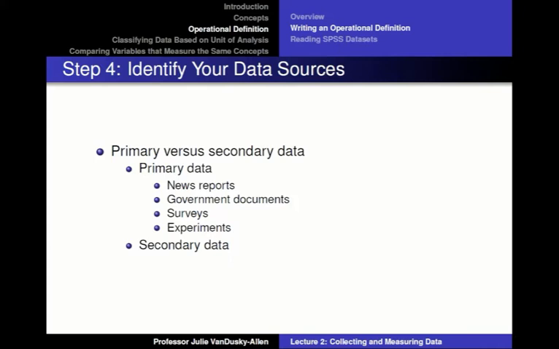Of course, there are a ton of political science-related data sets out there that other scholars have already created, so often it's just easier to use data other people have created instead of creating our own. This is known as secondary data.